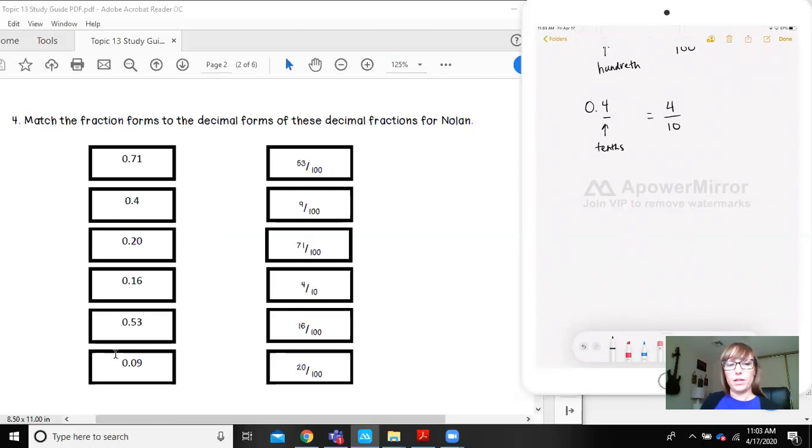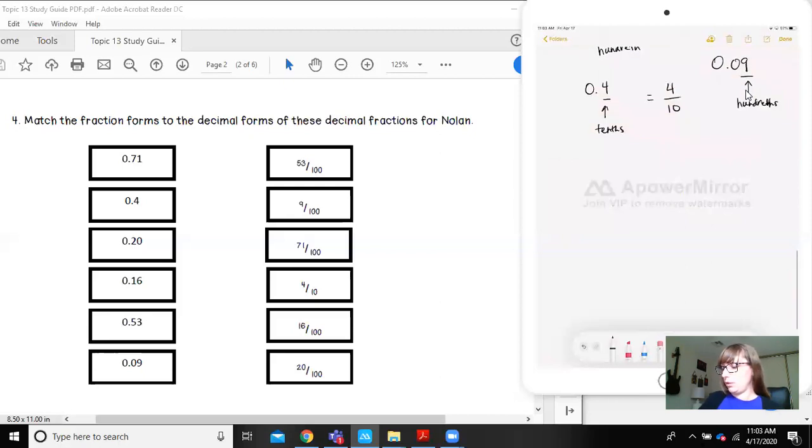Now let's look at this one down here. This one's a little bit trickier, right? We have 0.09. Okay, some of you guys might want to say, oh, that's 9/10, but look at the place value. This is in the hundredths, right? So even though it's a single number, we have 9/100. That's how we say it, 9/100, because it's in the hundredths place value.